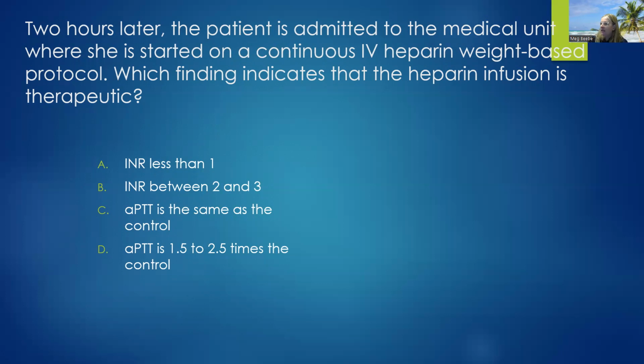The APTT being the same as the control is not correct because it shows us that we are not decreasing that clotting. We have the same clotting time, and the heparin should be making that clotting time a little bit better. So an APTT is 1.5 to 2.5 times the control. Answer D is correct. So when a patient is started on continuous heparin, the APTT is drawn before therapy is started, and then every 4 hours until a therapeutic range of 1.5 to 2.5 times the control is reached. Thereafter, the APTT is generally checked on a daily basis.